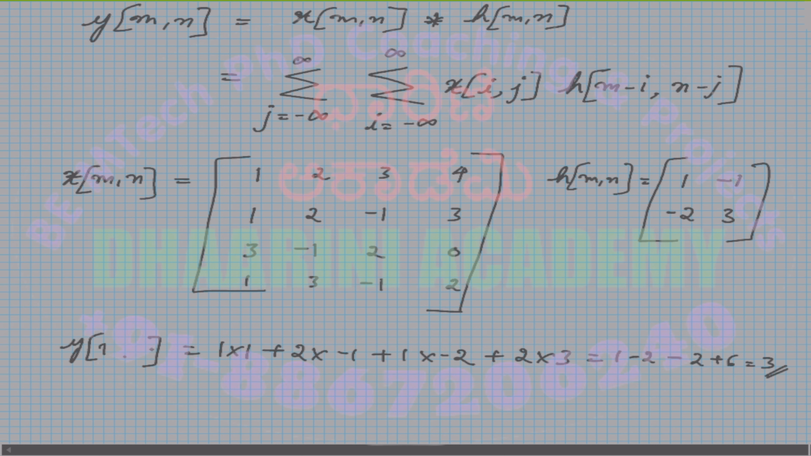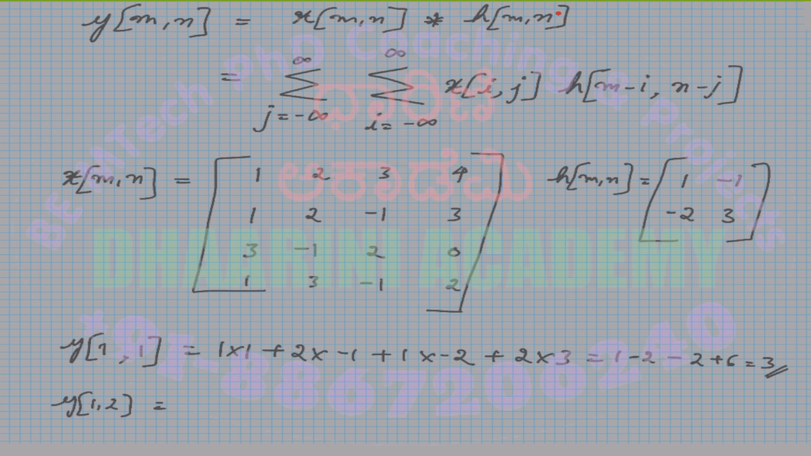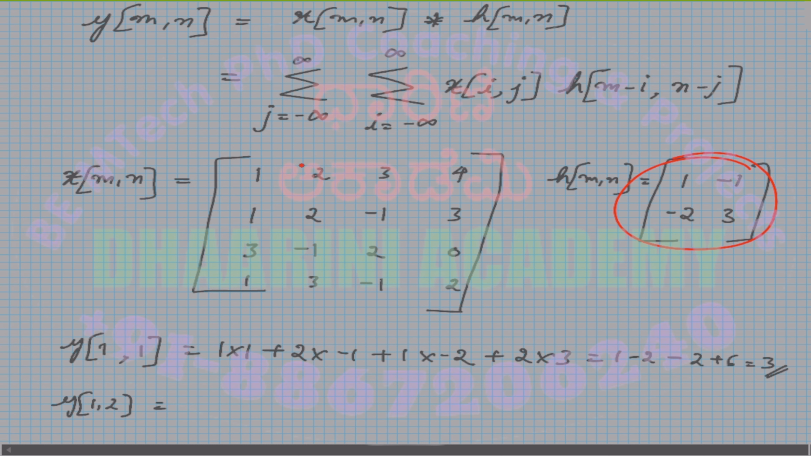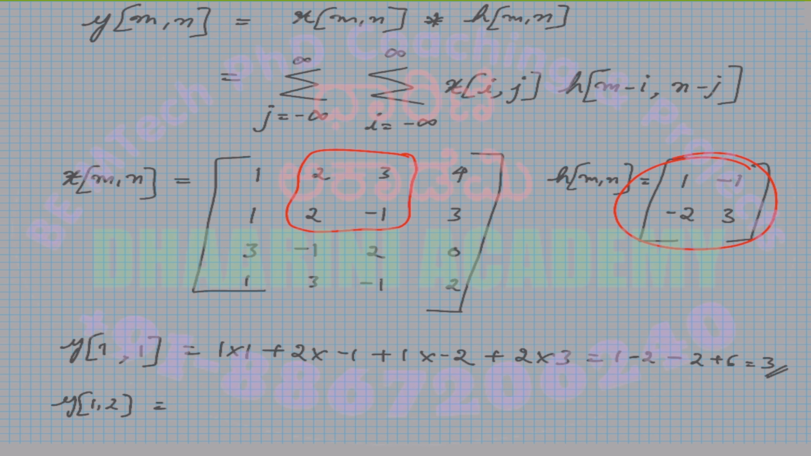In my y, I'm calculating 1 comma 1. Next, I'll shift to right by 1 unit. So this is y of first row, second answer. So what I'm supposed to do is bring this over the second position, one shift. It shifts to right by 1 unit. Are you okay? So I have to do the calculation in a very similar fashion.